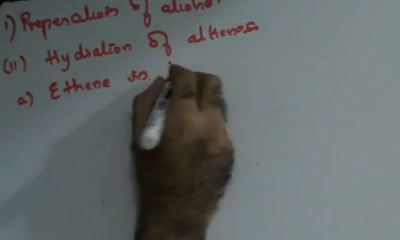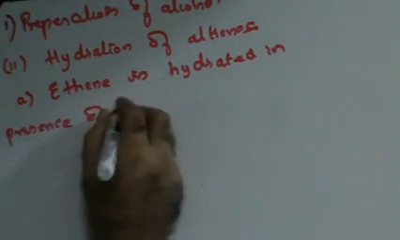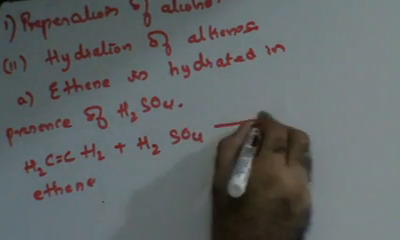What happens when ethene is hydrated in the presence of sulfuric acid? Ethene, two carbon atoms, double bond. H2C=CH2, this is my ethene. I have to hydrate this in the presence of sulfuric acid. Sulfuric acid is H2SO4, right? Cold reaction.